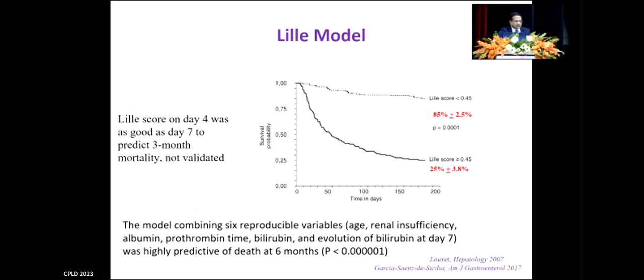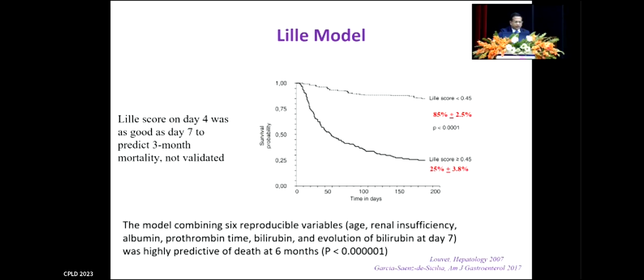Another score is the Lille score, or the Lyle score, as some people pronounce it. This is not exactly a score of prognosis of naive alcoholic hepatitis. It incorporates 6 variables: age, renal insufficiency, albumin, prothrombin, bilirubin, and evolution of bilirubin at day 7. So this score is used to predict prognosis after giving steroids.